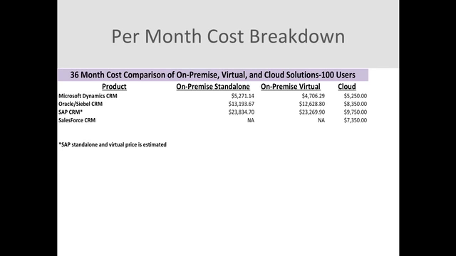On a per month cost based breakdown, we basically have all four products listed here. We have the per month cost for standalone, on-premise standalone, on-premise virtual, and cloud. And as you can see, for most of these, the cloud solution is cheaper. It is quite a bit cheaper for SAP. You've got $9,750 per month compared to over $23,000 per month for a virtual or standalone.